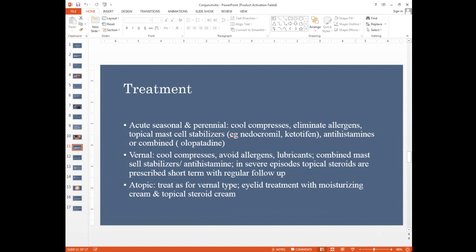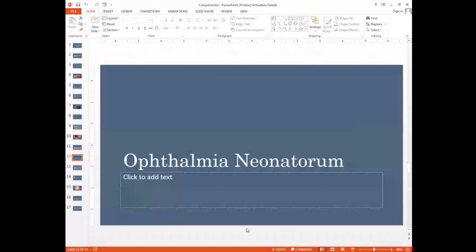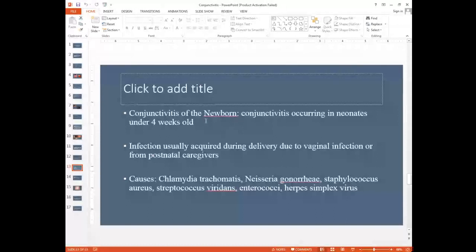Next topic now will be ophthalmia neonatorum, which is really when a neonate has conjunctivitis, and it is a reportable condition in Jamaica. It is usually occurring under 4 weeks old. Infection is usually acquired during delivery due to some vaginal infection or from postnatal caregivers.